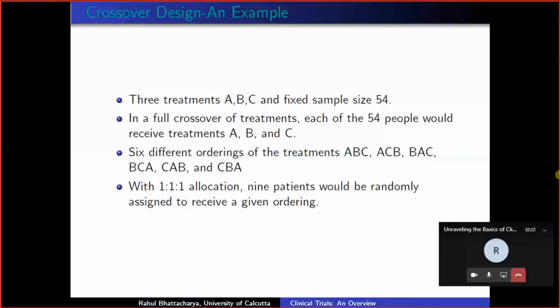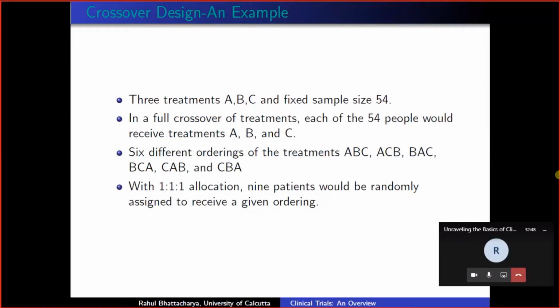Here treatments are not A, B, and C. Actually, the first patient is assigned to control, then to experimental, then to another treatment. So there are some treatment sequences. If you have three treatments A, B, and C, and we keep the sample size at 54, then six different orderings of the treatments A, B, and C are possible. These are ABC, ACB up to CBA.